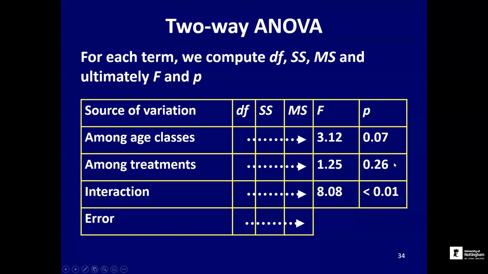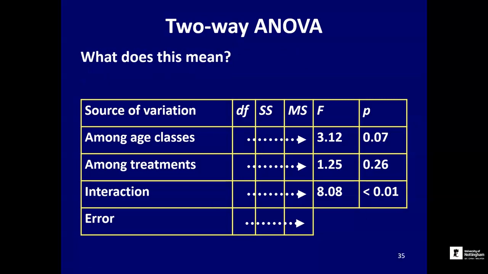We've got a non-significant effect of exercise treatment. At that point we might think, oh, we've found nothing interesting at all, but then we've got a really significant effect of the interaction, and that is going to need some unpicking. What does it mean? What have we actually found in this experiment?